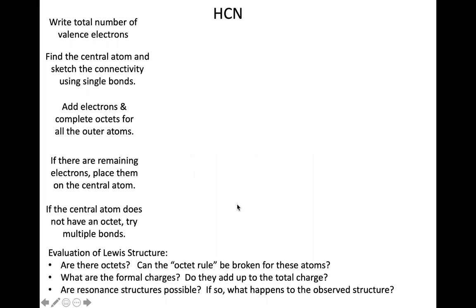How about this one? So HCN. In this case, we're going to put these together. I first ask, what's going to be my central atom? Well, before that, I've got to add up the number of electrons. Hydrogen has 1, carbon has 4, nitrogen has 5. I'm just looking at the periodic table to see how many valence electrons there are. I get a total of 10.